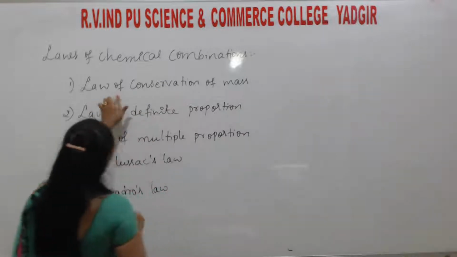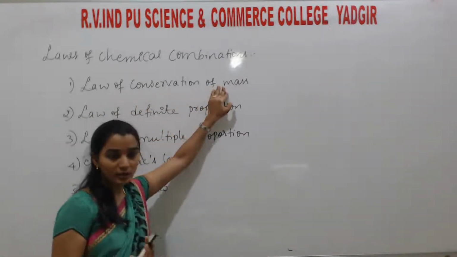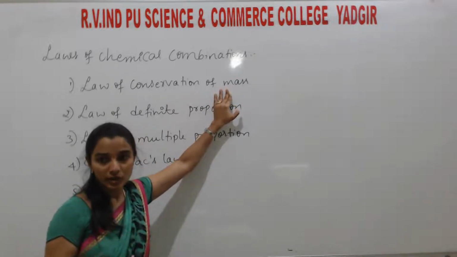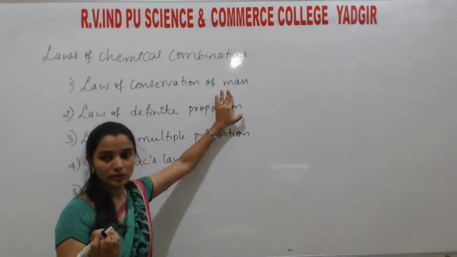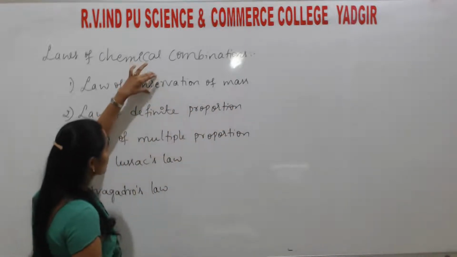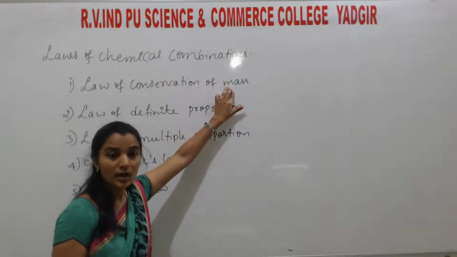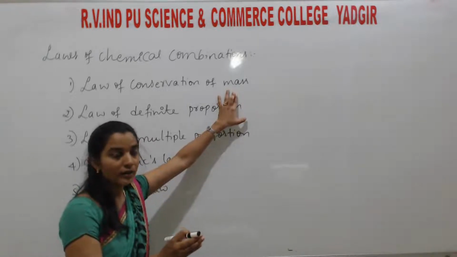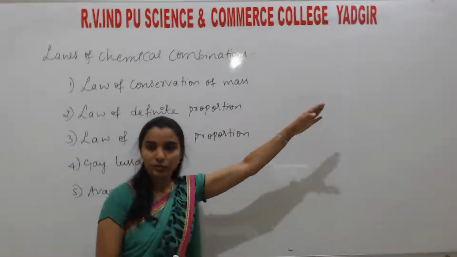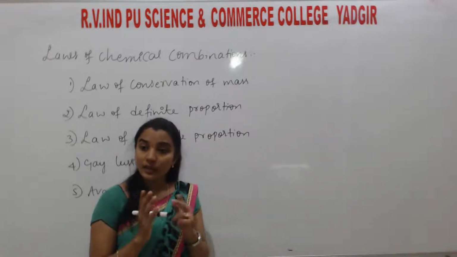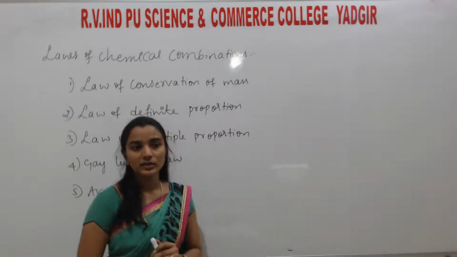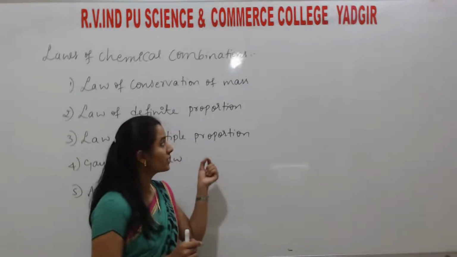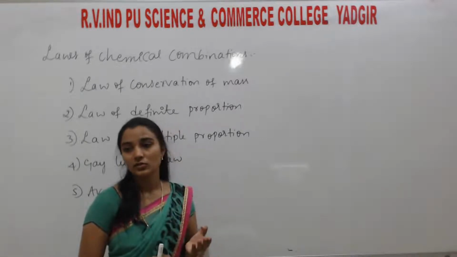Listen, first I'll explain the law of conservation of mass. You already know the law of conservation of energy. What does it mean? Energy can neither be created nor destroyed, but it can be converted from one form to another. Similarly here, we are considering conservation of mass. That means mass can neither be created nor destroyed. In a chemical reaction, the masses of the reactants combine together to form a product. Only the chemical behavior changes, but the mass remains the same. So in a chemical reaction, mass can neither be created nor be destroyed.